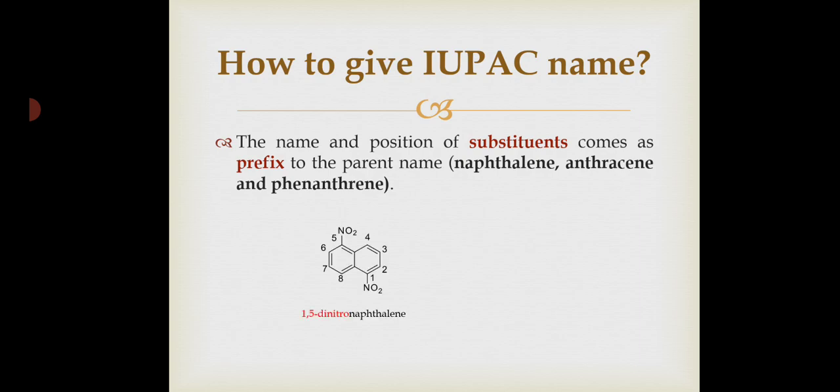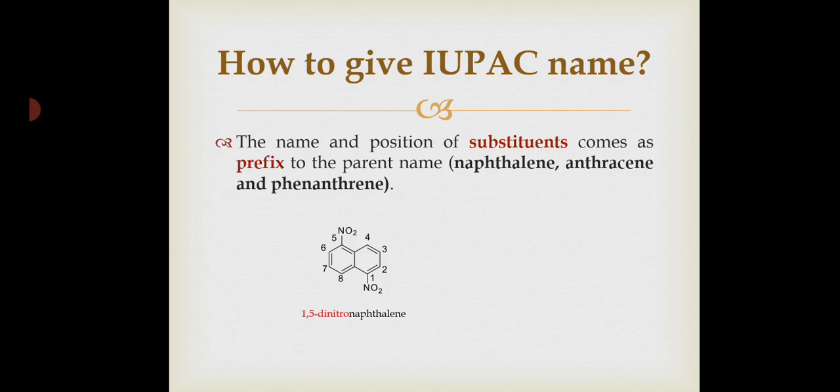So what is the name of this compound? See, we have a naphthalene ring having two nitro groups. So we have to mention the positions of the nitro groups, and only then can we give an IUPAC name to this compound.